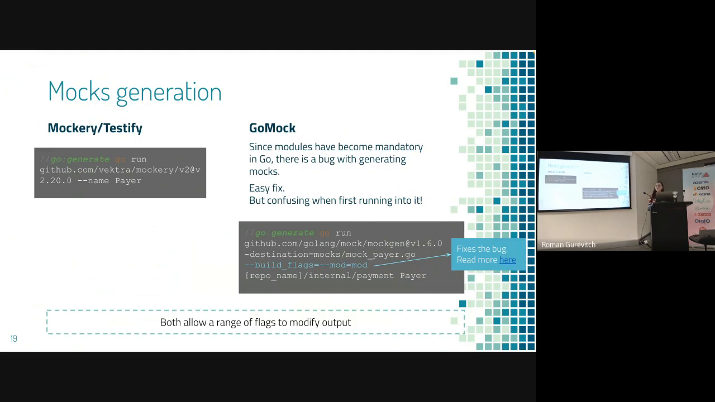Cool. So quick recap, quick rundown of Testify, Mockery versus GoMock. When it comes to mocks generation, they're both pretty straightforward. You both have go generate, where you tie it to. The big thing with GoMock is that it's been out for quite a while, and there's a bug now, because modules have become mandatory in Go, that it isn't able to generate mocks. If you're in that position, you're going to be Googling like crazy, trying to find some GitHub thread where someone solved it for you. So I did that. Here's the solution. You just need to add this flag, then it'll generate just fine.